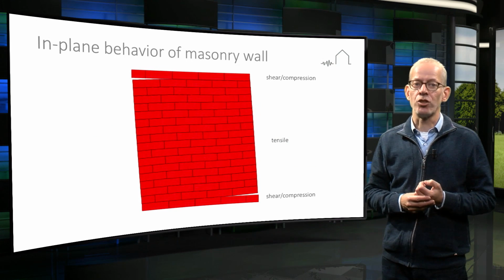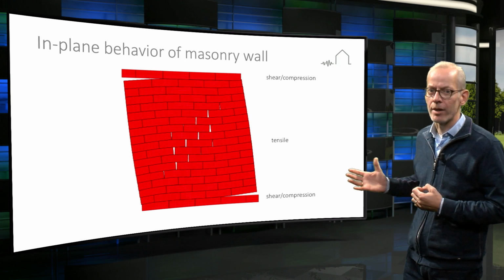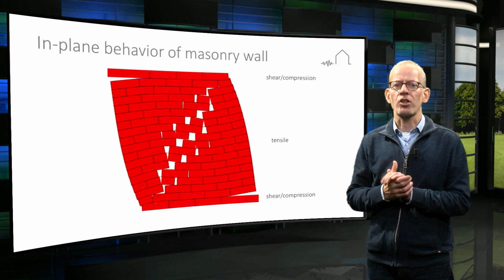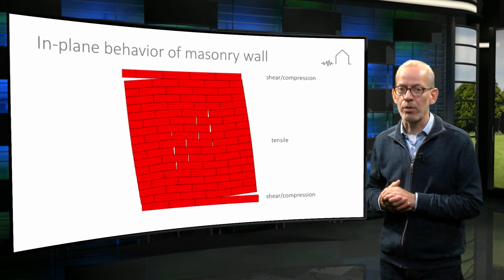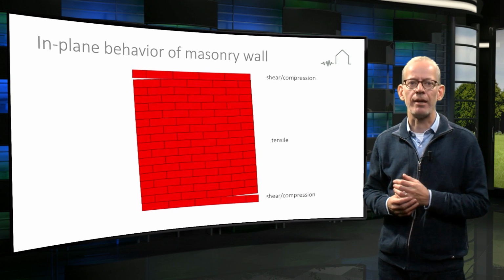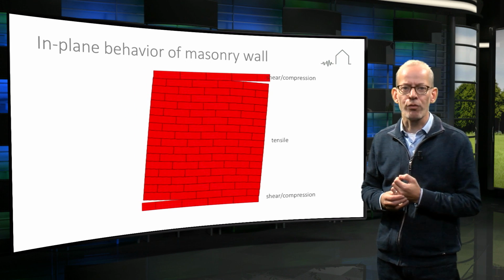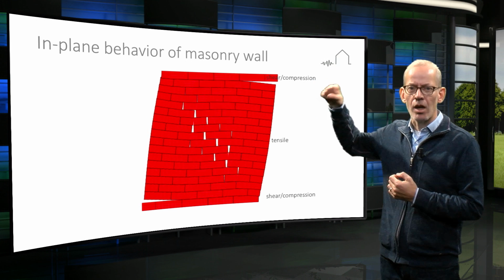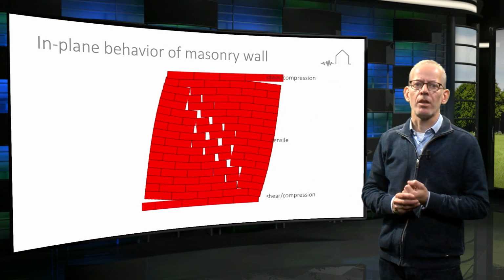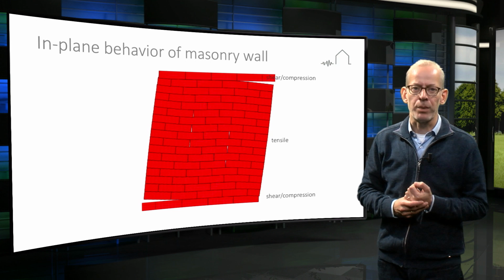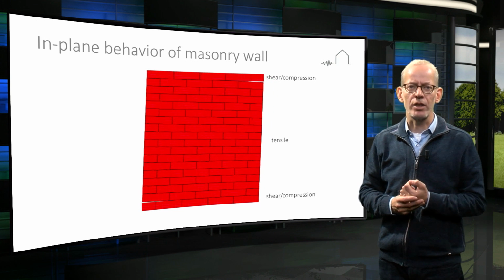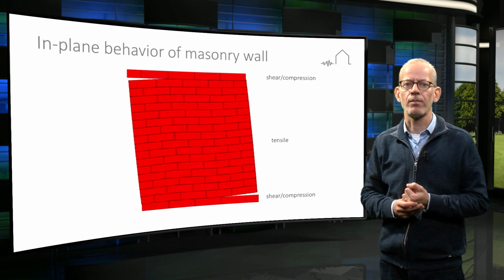Let's start with an animation. It is output from a numerical simulation. This example shows what can happen when masonry is loaded in plane. A horizontal force is applied at the top, while the bottom is kept fixed. The force applied to the masonry will result in a shear force in the masonry.